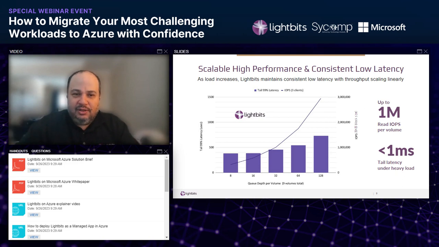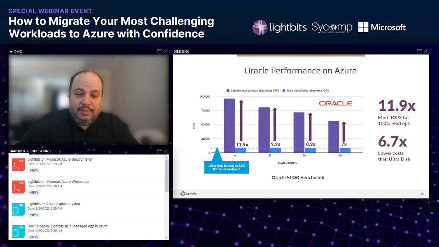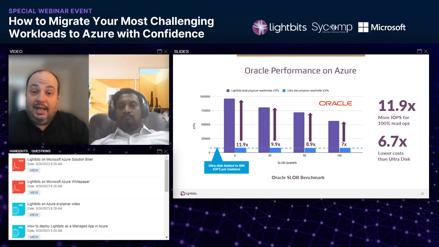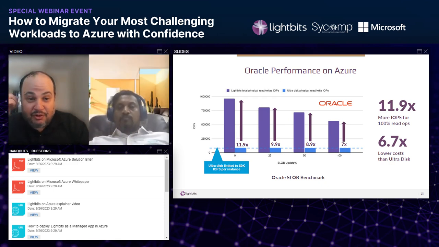Now, all these are kind of synthetic benchmarks, but I would like to invite Kishore to actually talk about a very specific use case for Oracle and compare Lightbits to what you can get for Oracle using the highest performance cloud native offering, which is UltraDisk today. So Kishore, please go ahead.